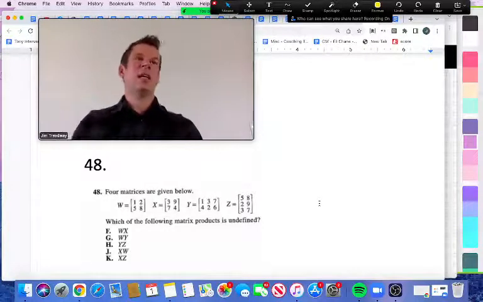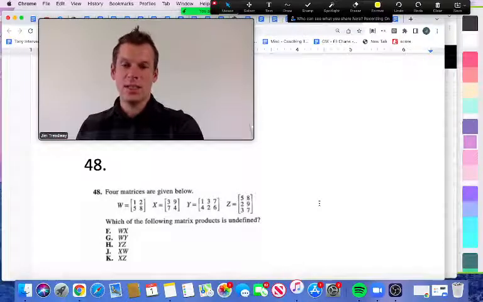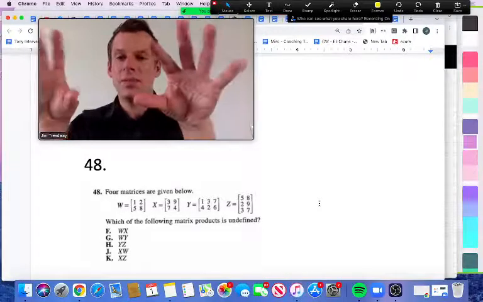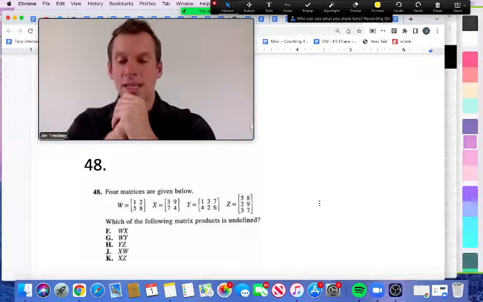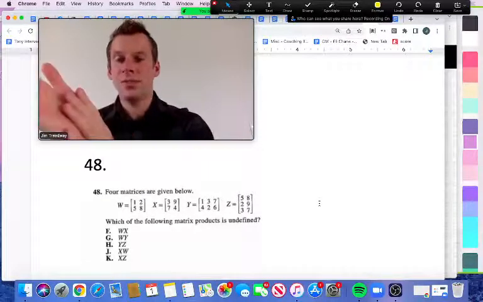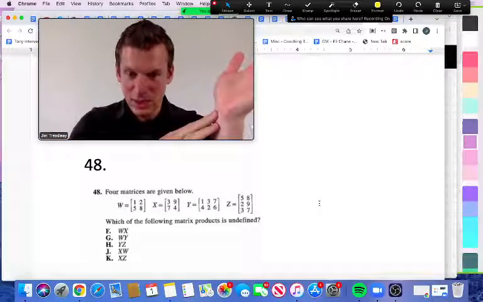All right, so that's the big thing. In matrix addition and subtraction, the two matrices have to have the exact same dimensions to be able to add or subtract them. In matrix multiplication, the number of columns in the first matrix has to equal the number of rows in the second matrix.